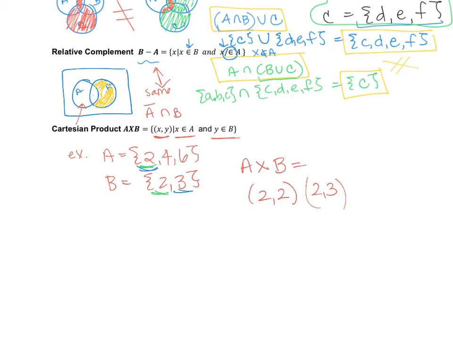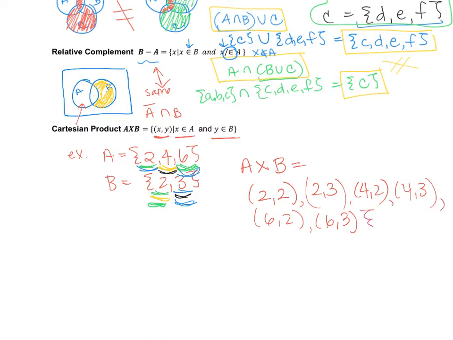Now I'm going to move over to my next element, just trying to make a little order here. So 4 with 2. That's going to be 4, 2. Then I'm going to take 4 with 3. So that would be 4, 3. And then I'm going to take the last guy, 6 with 2, which is 6, 2, and 6 with 3, which makes 6, 3. And so I'm going to put commas between all these little ordered pairs, and that's my new set.